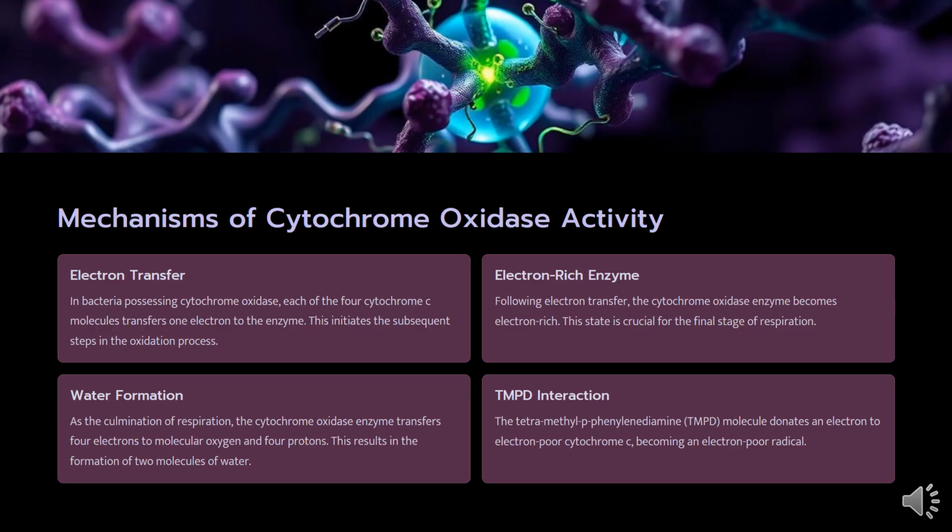As the reaction proceeds, the cytochrome oxidase enzyme transfers 4 electrons to molecular oxygen and 4 protons. This results in the formation of 2 molecules of water. TMPD interaction. The tetramethyl p-phenylenediamine dihydrochloride molecule donates an electron to the electron-poor cytochrome C, becoming an electron-poor radical.